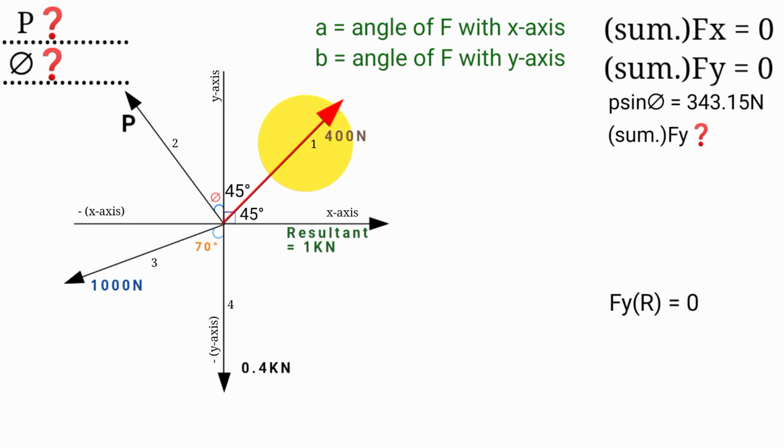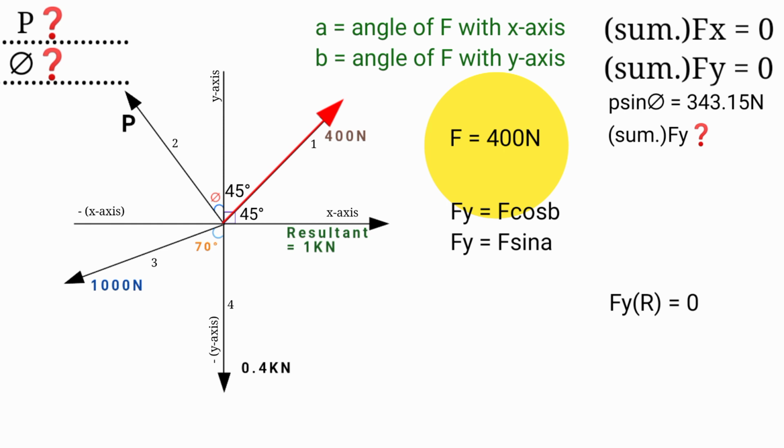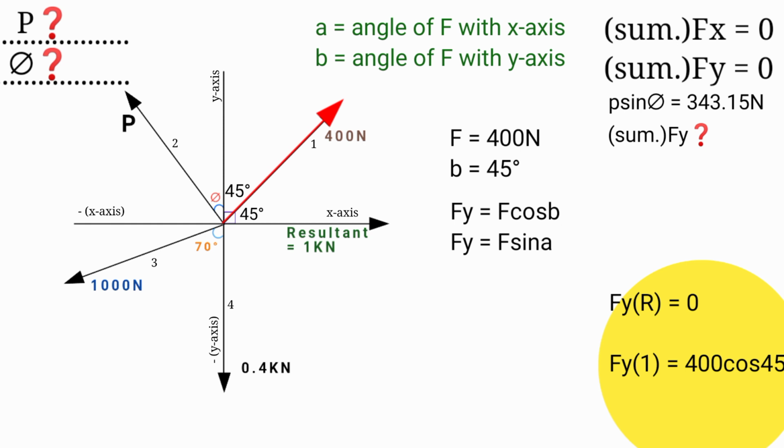Here, 400 newton, the F of y for a force is F cos B or F sin A. So for 400 newton, F equal to 400 newton, and here the angle it makes with the y-axis is 45 degrees, so B equal to 45 degrees. Substituting here now, F of y equal to 400 cos 45 degrees, which if you press your calculator equal to 282.84 Newton. So F of y for 400 Newton is 282.84 Newton.